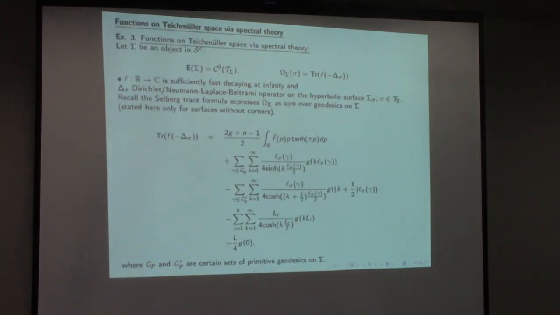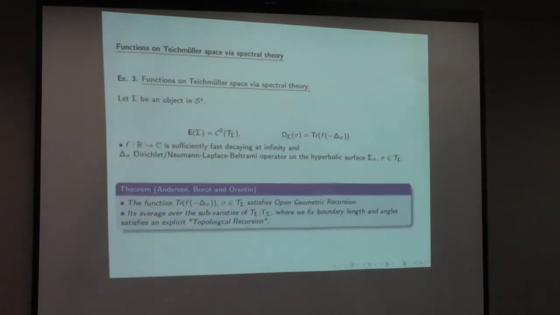Very good. So coming back to this spectral guy here, by the Selberg transform, I only stated it for surfaces without corners. There is an analog for surfaces with corners. It's more complicated than this. But you see, if you want to understand this guy, all you've got to do is understand these sums over primitive geodesics. And so the theorem is that when you look at this guy here, and f is sufficiently fast decaying, you take either Dirichlet or Neumann boundaries, then this spectral function here will satisfy open geometric recursion. And when you average over the subvarieties of the quotient by the mapping class group where you fix the boundary lengths and angles, then this will satisfy some explicit topological recursion-like recursion. But now you don't have pairs of pants, but you of course have triangles and surfaces topologically.